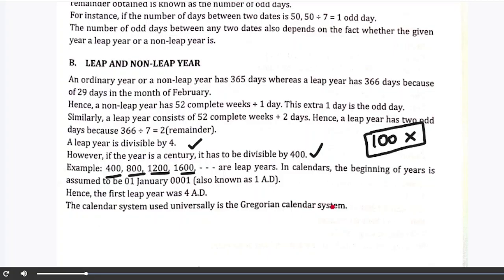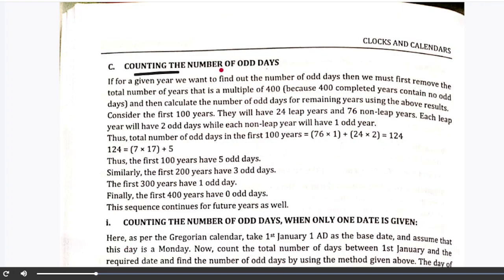Now we follow the Gregorian calendar system, which says that 1st January, year 1, is assumed to be Monday. Now how do you count the number of days? Again, we just have to add them. The first 100 years have 5 odd days. Total 200 years have 3 odd days. 300 years have 1, and 400 years have 0. Now, why is this 5, 3, 1 and 0?